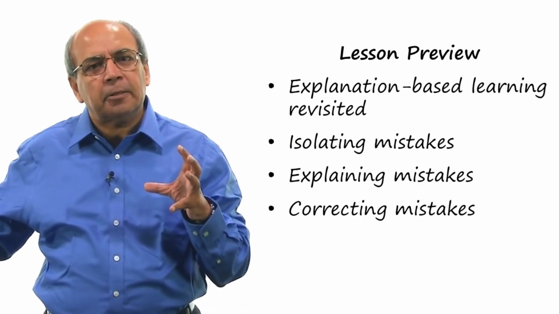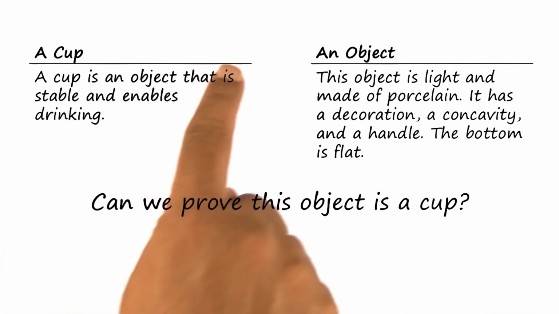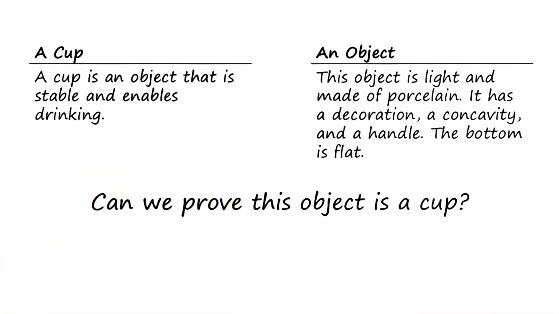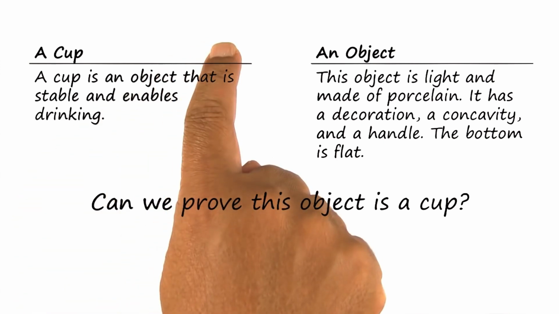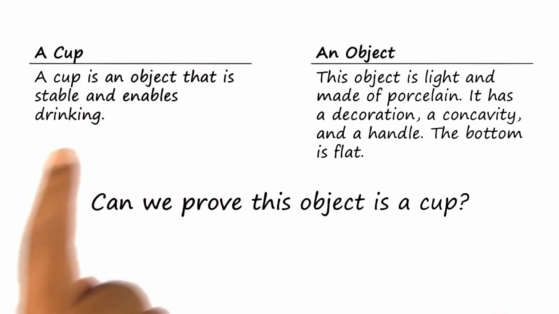discussion on meta-reasoning. To illustrate learning by correcting mistakes, let's go back to an earlier example. We encountered this example when we were discussing explanation-based learning. So imagine again that you have bought a robot from the Acme hardware store, and in the morning you tell the robot, go get me a cup of coffee. Now the robot already is bootstrapped with knowledge about the definition of the cup. A cup is an object that is stable and enables drinking.